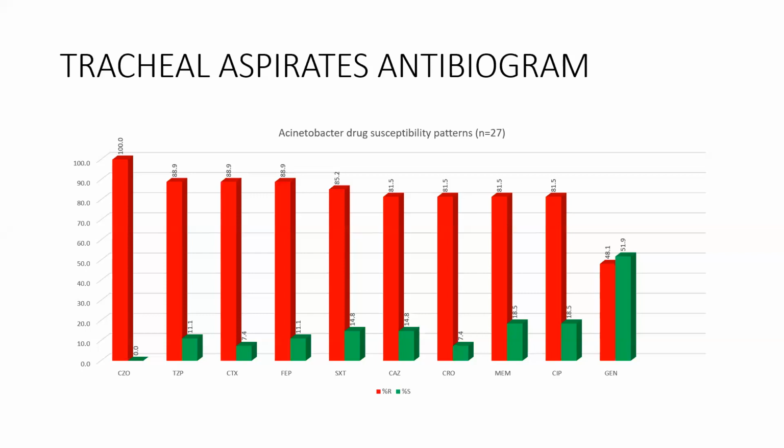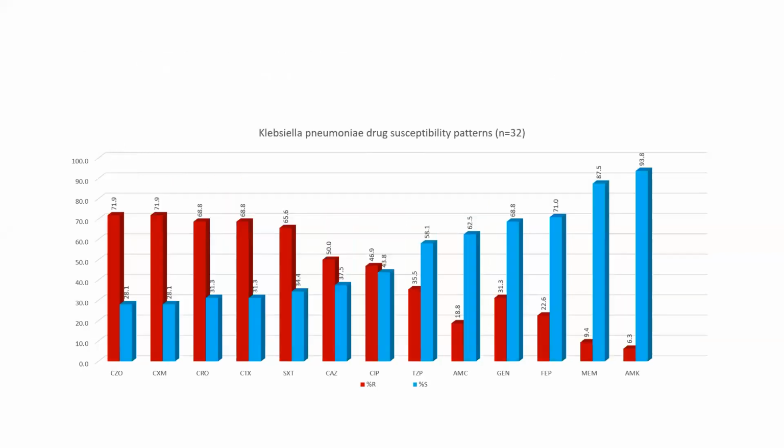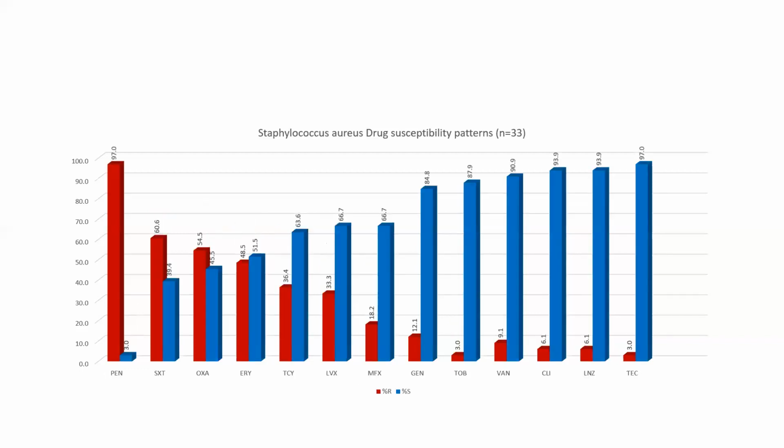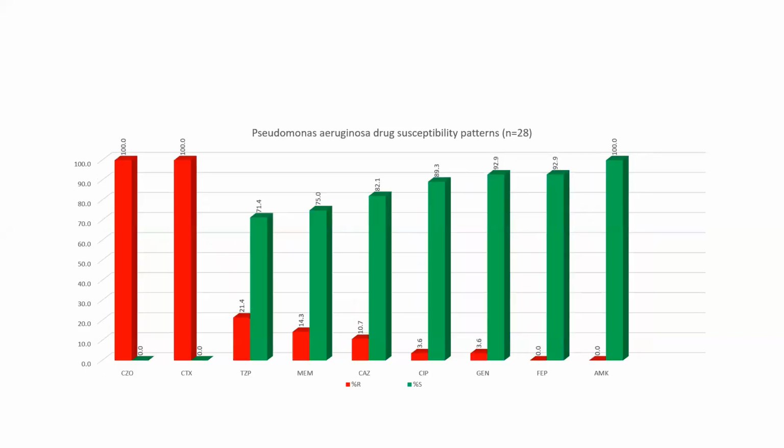Let's look at tracheal aspirates. The patterns are not really different when you compare the two. We still have amikacin, meropenem, Genta. For Klebsiella in tracheal aspirate, same for Staph aureus: we have teicoplanin, linezolid, colistin, vanco, still very good. Genta is still very good. For Pseudomonas, usually quite problematic, we still have Piptazo and meropenem, quite good for tracheal aspirate.